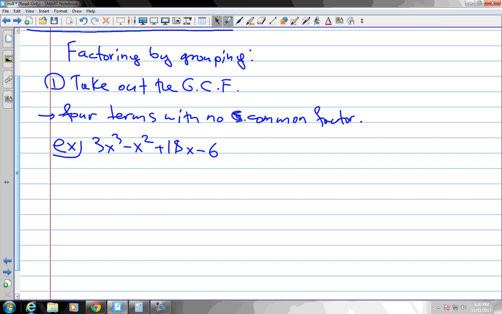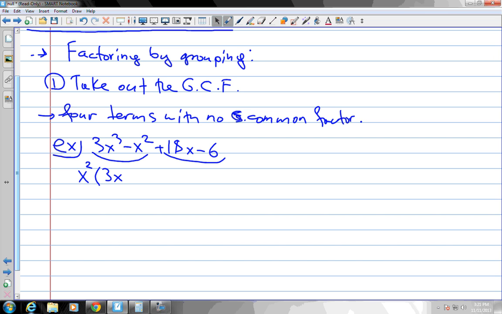So first of all, is there a common factor among those 4 terms? 1. So no, right? But we can still factor this by the technique that we call factoring by grouping. We're going to group this problem into 2 pieces. If you just look at the first 2 terms, is there a common factor? X squared. So I'm going to take the greatest common factor out of the first 2 terms. So it's an x squared, and then this leaves us with what?